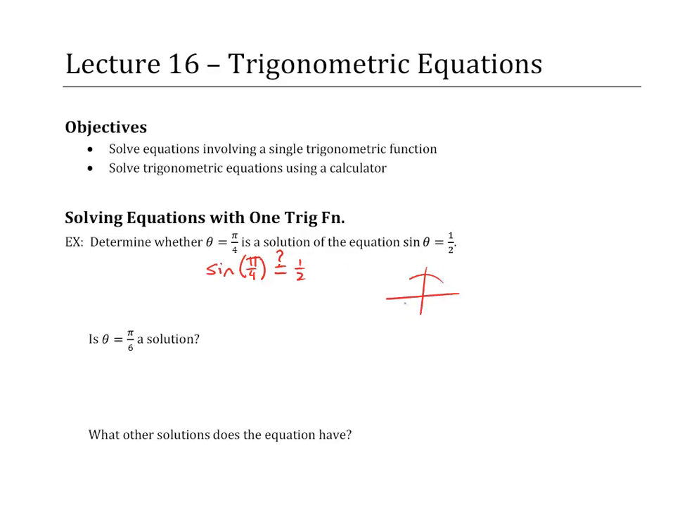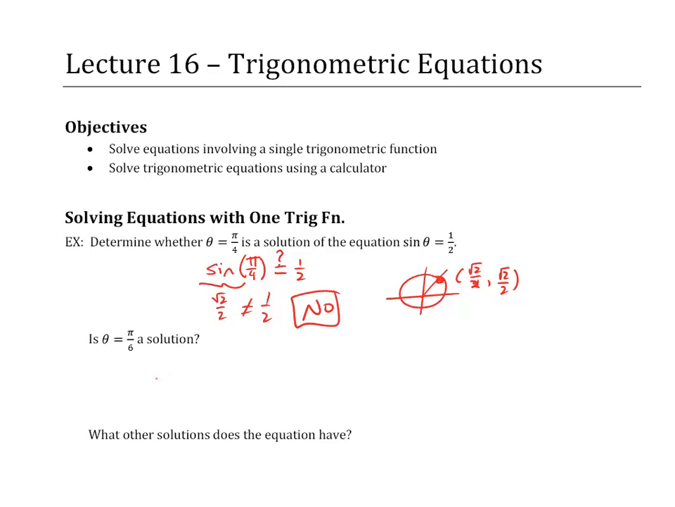So we've got to go remember our unit circle. Remember that the pi over 4 angle has coordinates square root of 2 over 2 comma square root of 2 over 2 on the unit circle, which means that this right here is square root of 2 over 2, which is not equal to 1/2. So no, it is not a solution.